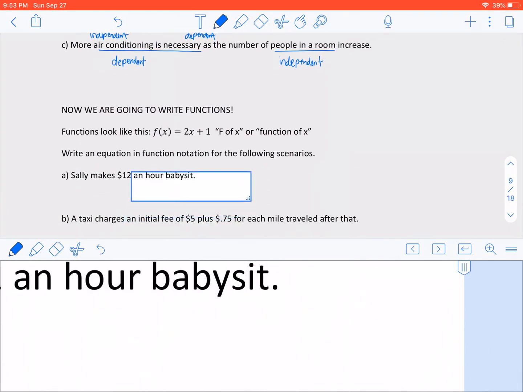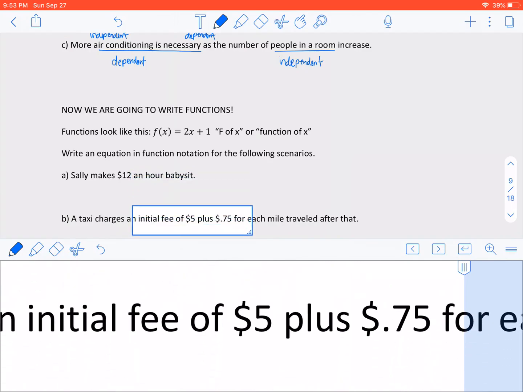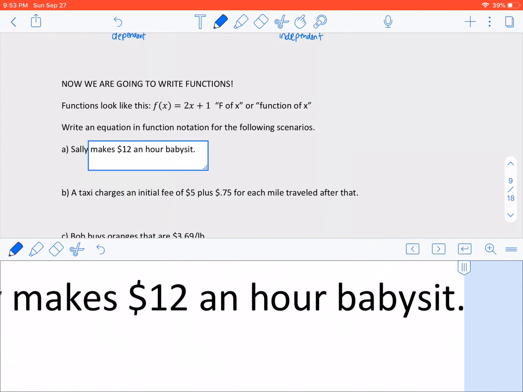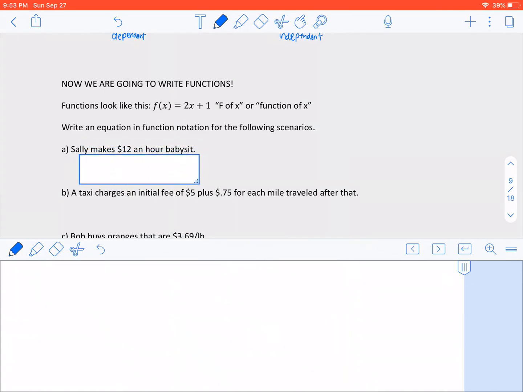Alright. Now we're going to write functions. So Sally makes $12 an hour. Anytime you see per, for any, for each, that always indicates multiplication. If it's $3 per pencil, it's 3 times the number of pencils. In this case, if it's $12 an hour, it's $12 times the number of hours.